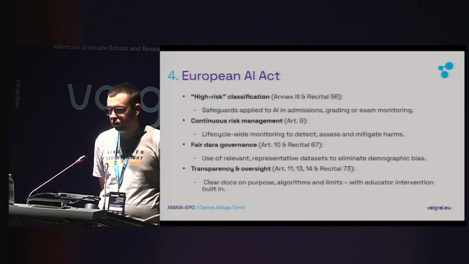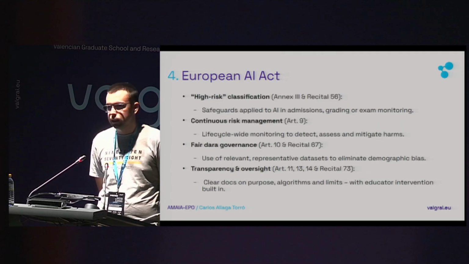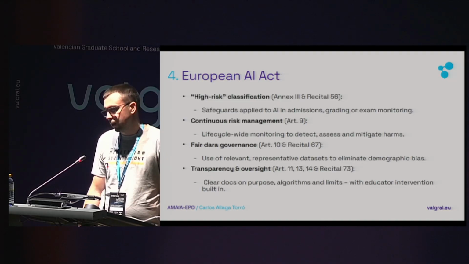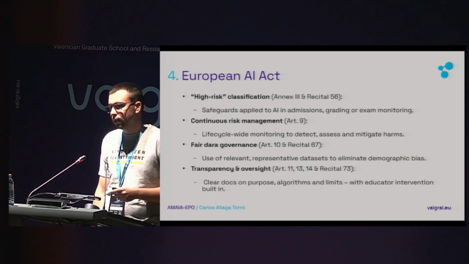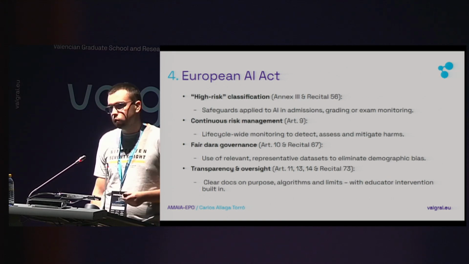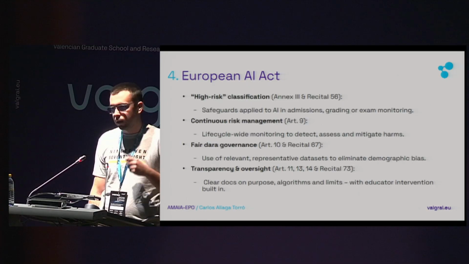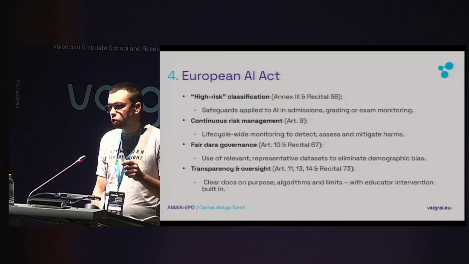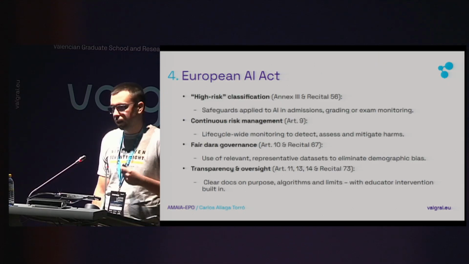So in the counterpart, we have the European AI Act that classifies the systems as high risk. So there are several things that we have to take into consideration. We have to continuously monitor the risk. We have to store everything. All the decisions that the AI took have to be recorded.